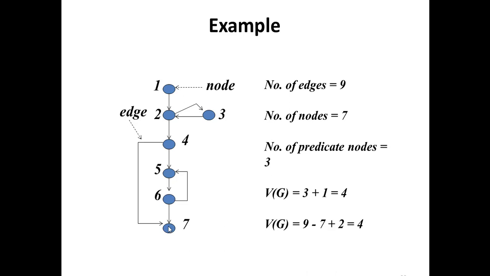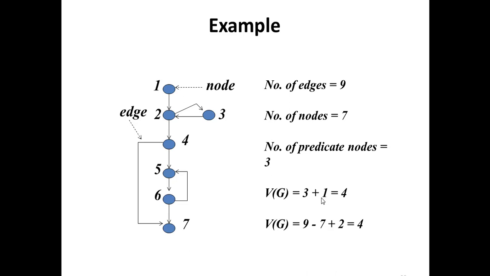Now, in this case we have figured out there are 4 different independent paths existing, and we will execute all these 4 paths in order to have better coverage for the code. Now we will see how another formula is also applicable over here.